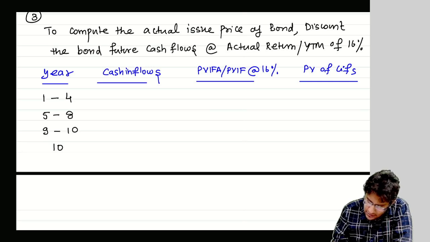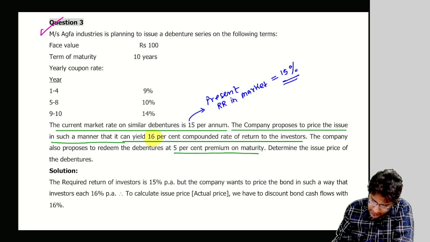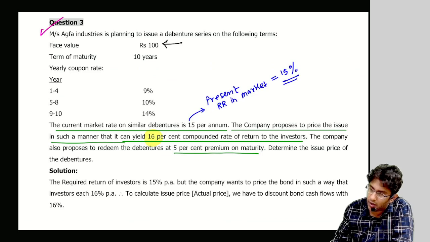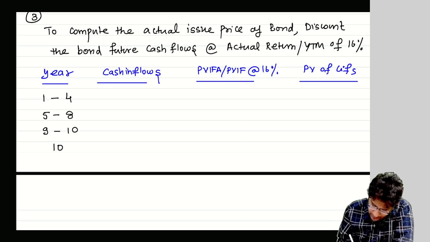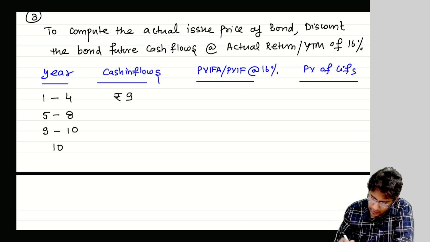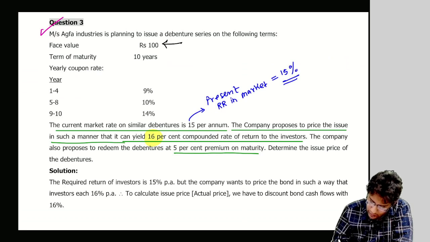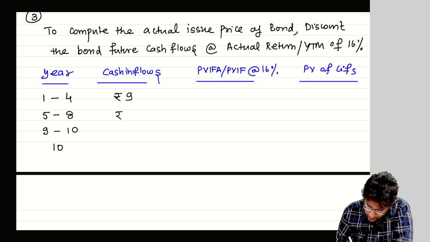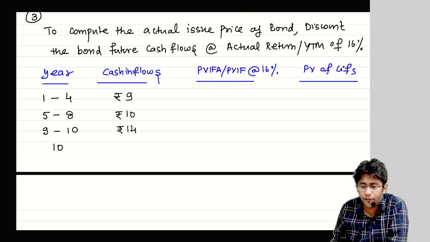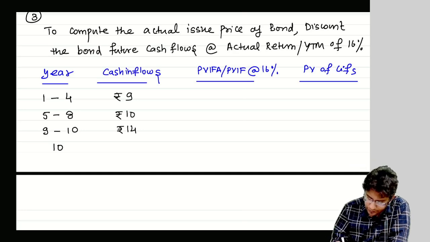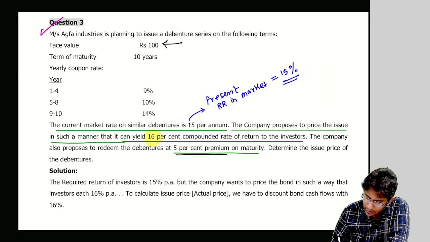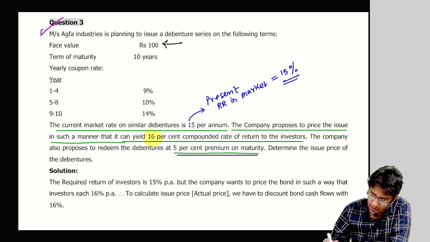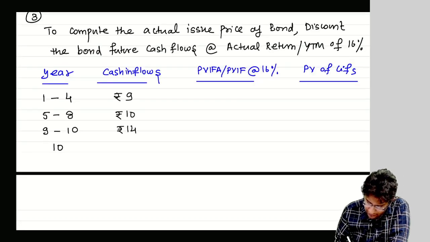Now, for the first 2 years, what's the coupon? 9%. Face value is how much? 100. 100 into 9%, so that's 9 rupees, sir. Okay. After that, 10 and 14. And towards the end of the 10th year, that fellow says he'll redeem the bonds at a 5% premium on maturity. So how much will he pay, sir? 105 he will pay.